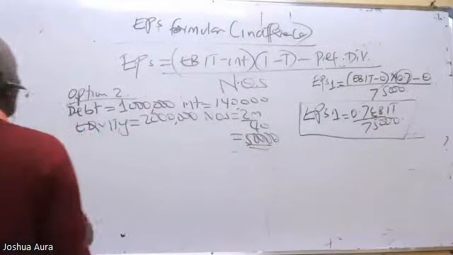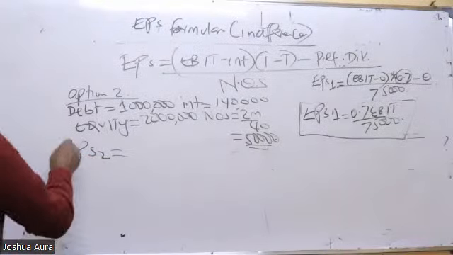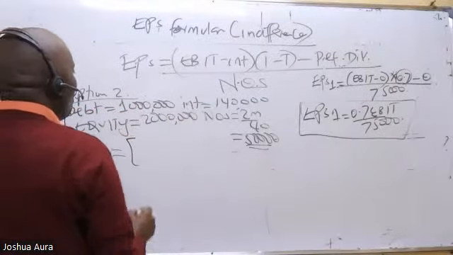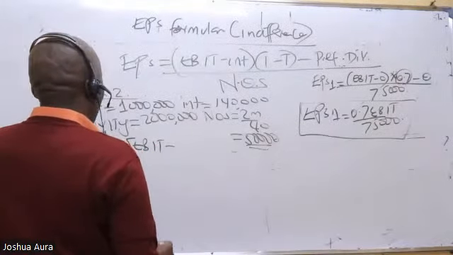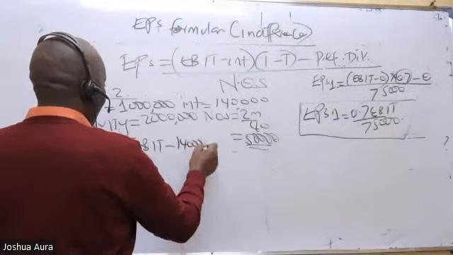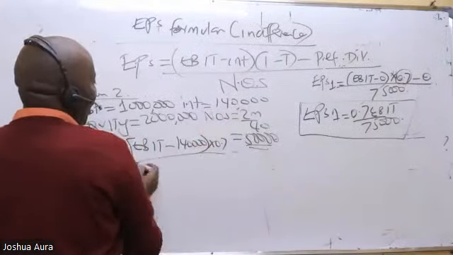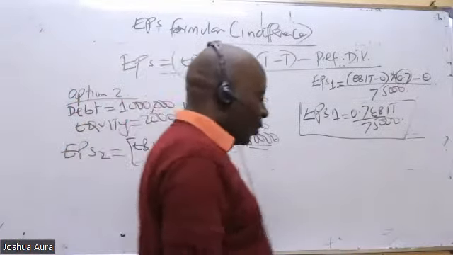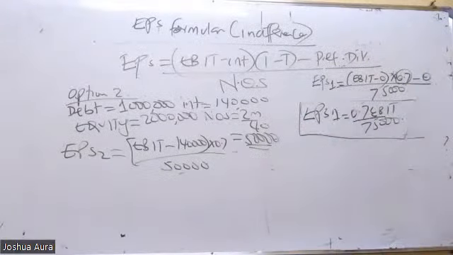So using option number 2, are you able to give me EPS 2? If you plug these figures into the formula, EPS 2 will be equal to EBIT minus interest of 140,000, times 0.7, preference dividends none, divided by 50,000. Please let me know whether we are together up to here.